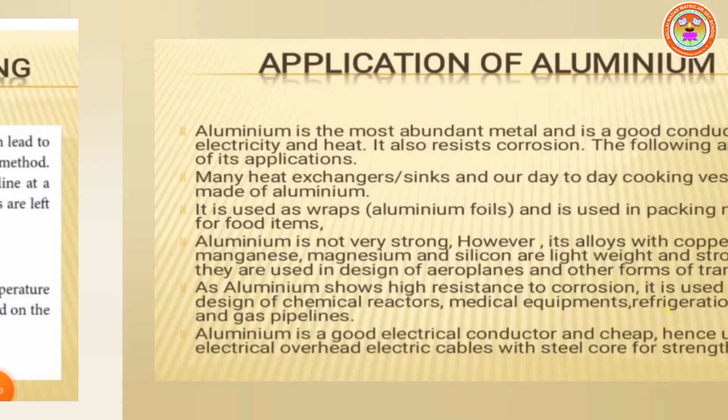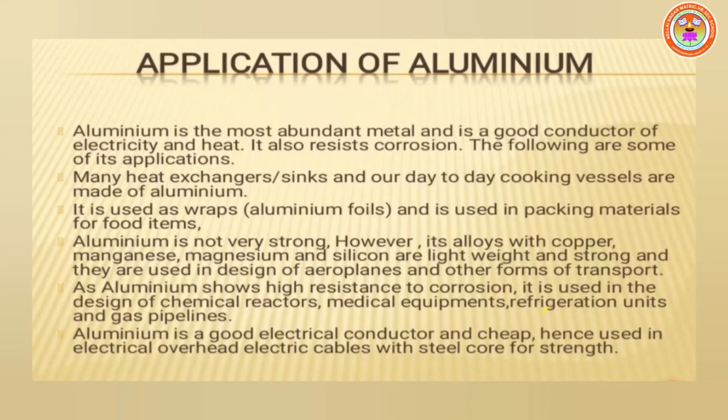Then next we are going to see application of metals. First we are going to see application of aluminium. Aluminium is the most abundant metal. We know it is the third most abundant element in the earth crust. It is a good conductor of heat and electricity. Then it also resists corrosion.